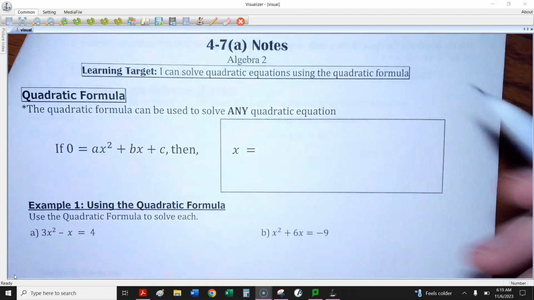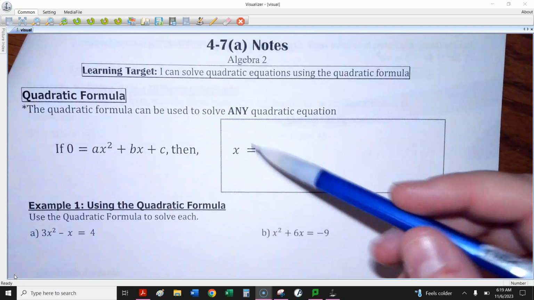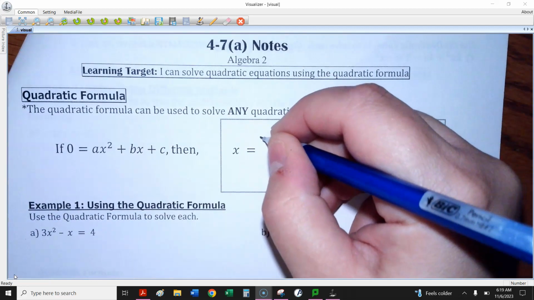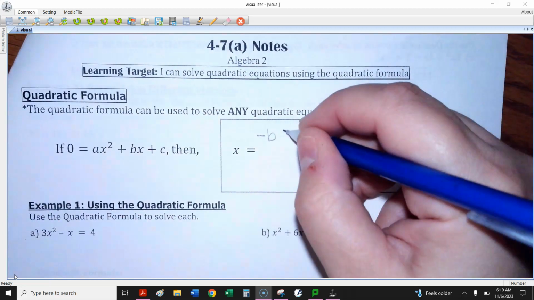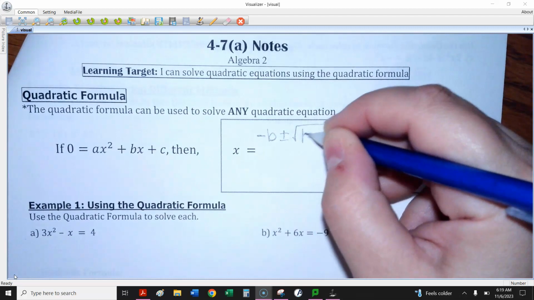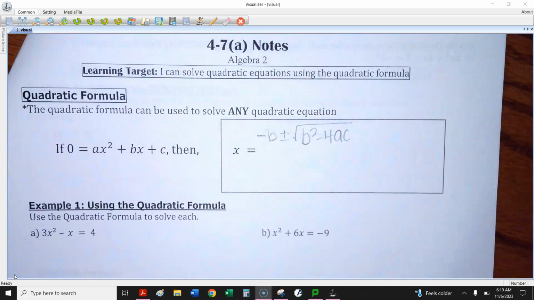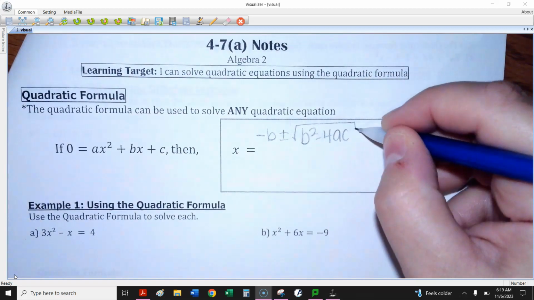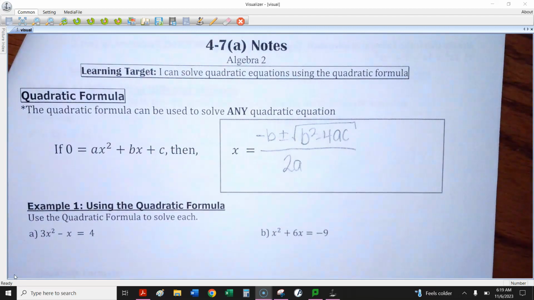So x, being your answer, or your zeros, or your solutions, however you want to say that, is going to be equal to, this is a big fraction, negative b, or opposite of b, plus or minus, to give us our two answers, the square root of b squared minus 4 times a times c, and then the whole thing is over 2 times the a value. So we're just going to apply this to solve the equations on the notes today.